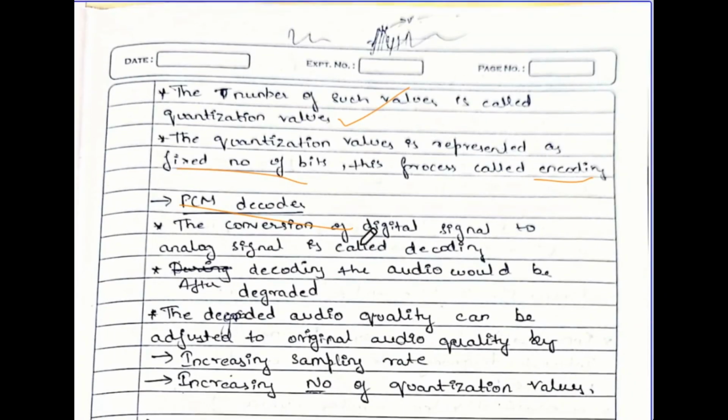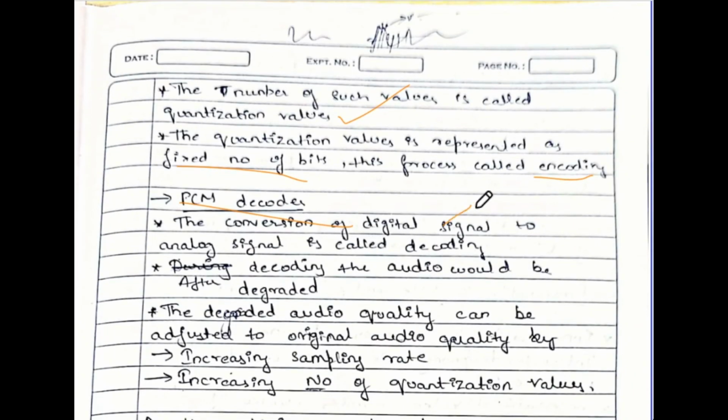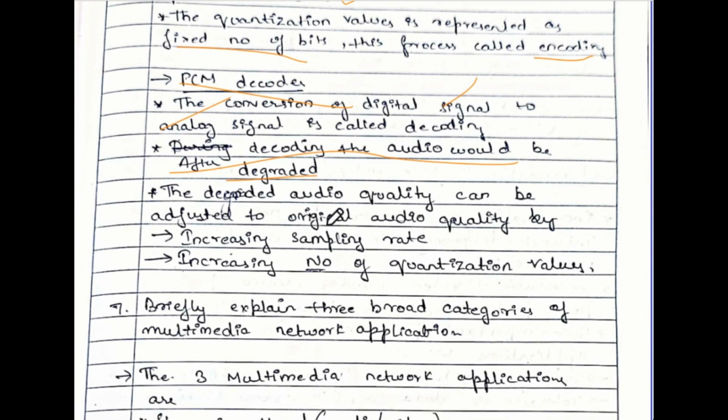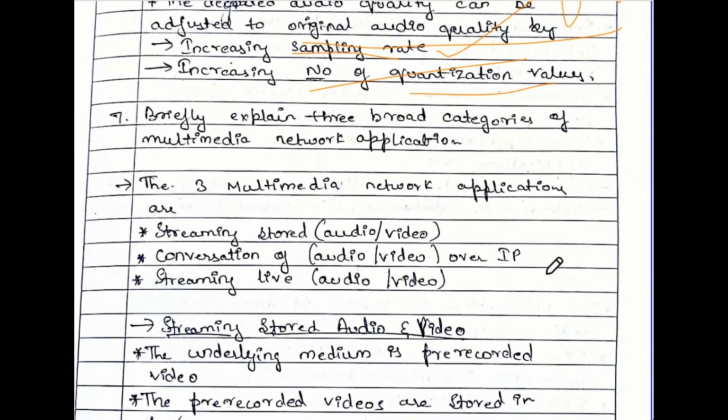PCM decoder. The PCM decoder converts the digital signal back to an analog signal. It is known as decoding. After decoding, the audio would be degraded. So the degraded audio quality can be adjusted to the original audio quality by increasing the sampling rate. So the audio should be sampled many more times by increasing the number of quantization values. As sampling increases, the quantization values also increase.